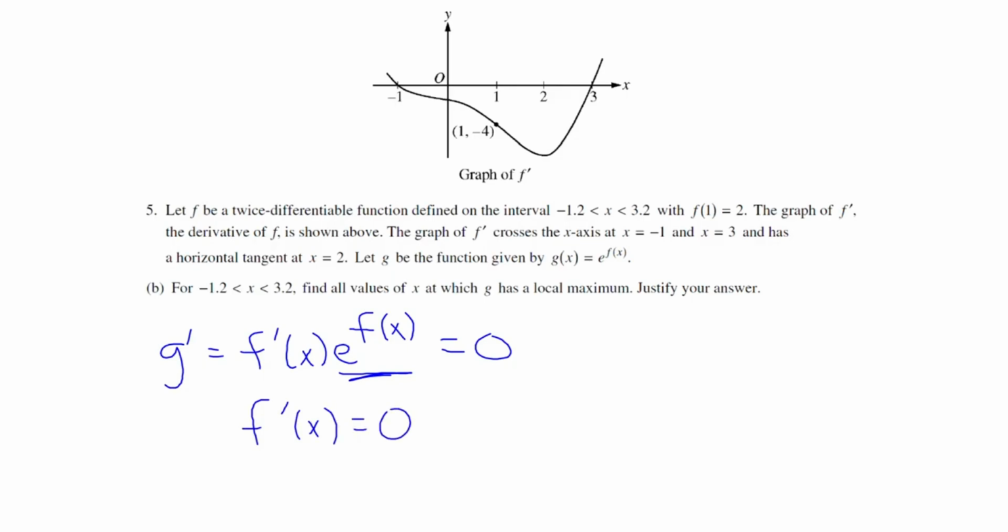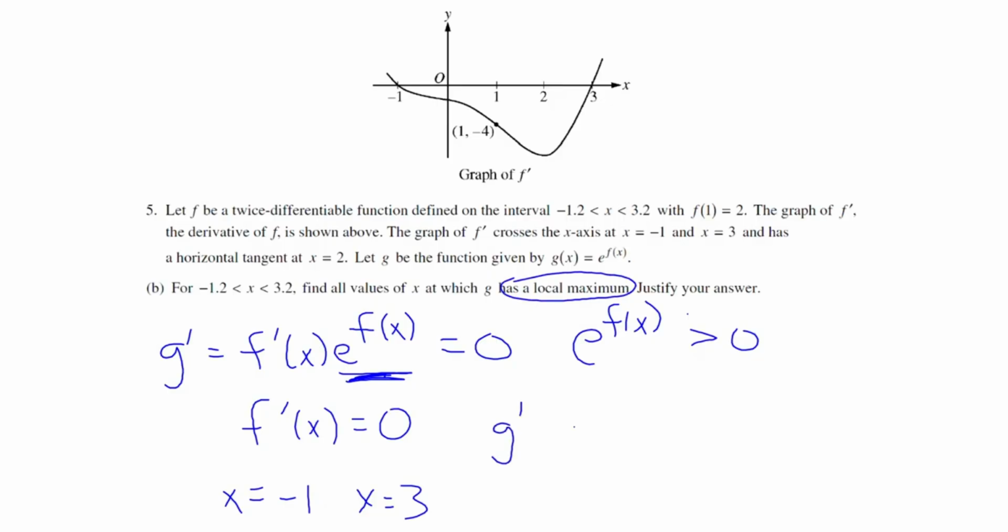Those are our only possibilities. And we know f prime of x equals 0 when x is -1 and when x is 3. Because e to the f of x is always going to be greater than 0, no matter what we plug into it, all we really care about is the sign of f prime to figure out when we have a max. So we can say that g prime goes from positive to negative, because that's when we have a maximum, when a function's derivative goes from positive to negative.